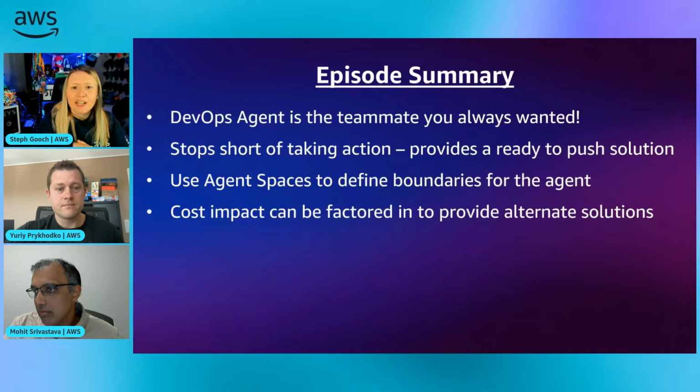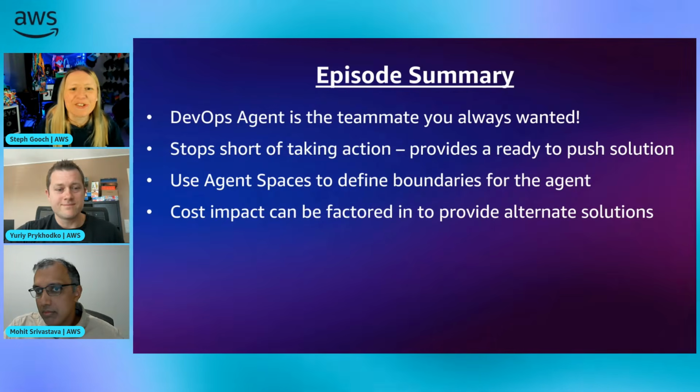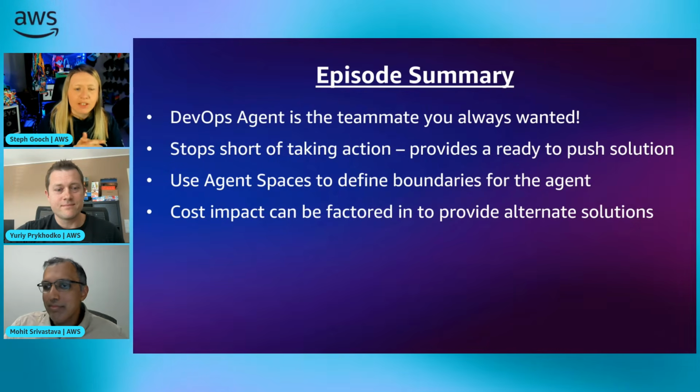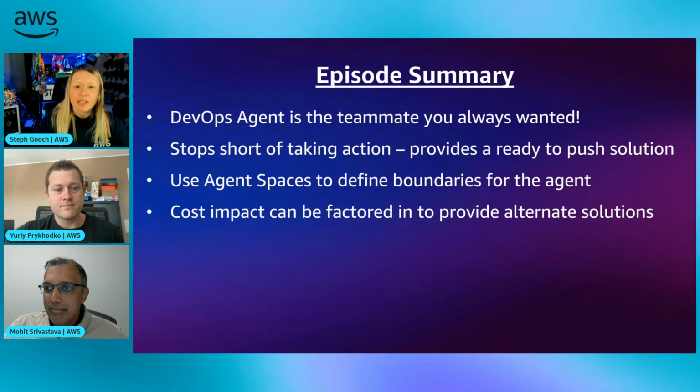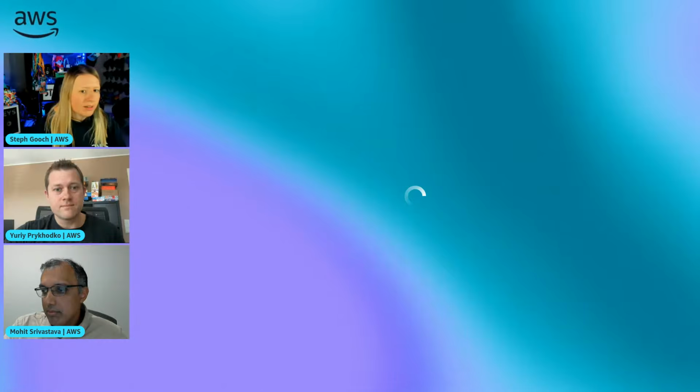So DevOps Agent is the teammate you always wanted. So true. Stops short of taking action, provides you a ready-to-push solution. Uses Agent Space to find boundaries. We love those boundaries. And cost impact can be factored in to provide alternate solutions. We are also going to go into some suggestions here.